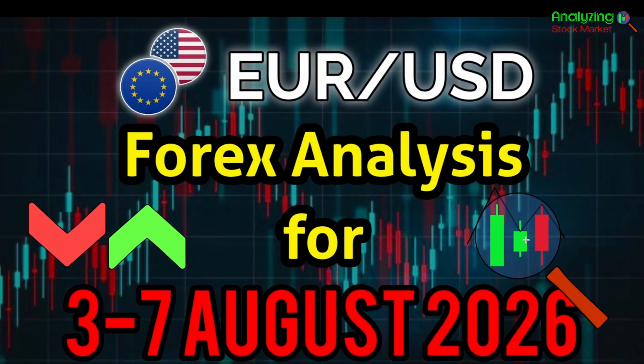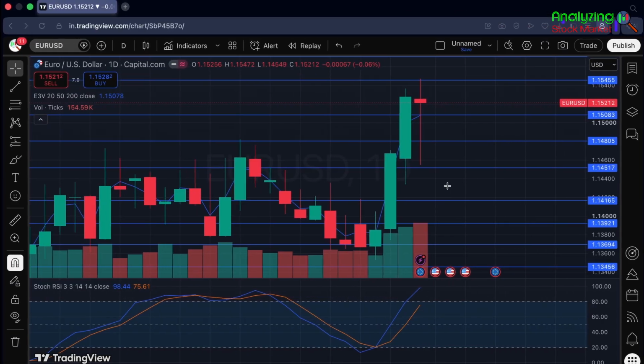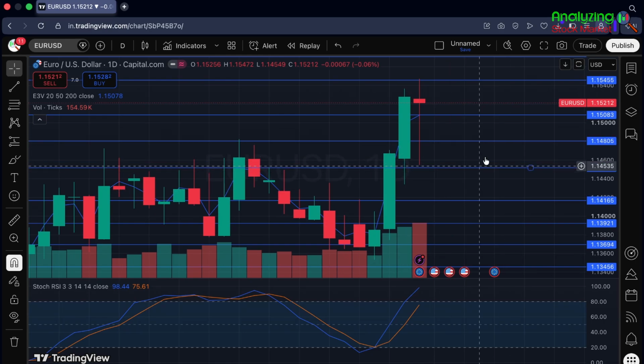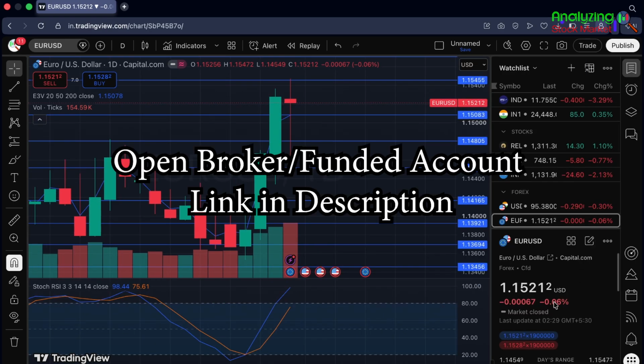So today I'll be talking about the EUR/USD pair and we'll do the Forex analysis for 3rd to 7th August 2026. So let's go straight to the chart. First, let's see what happened in EUR/USD on Friday. As you can see, on Friday we saw a 0.06% negative move. 1.15212 was the closing on Friday.